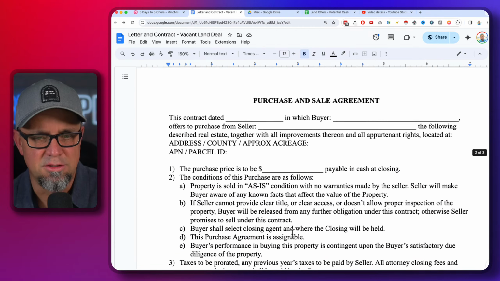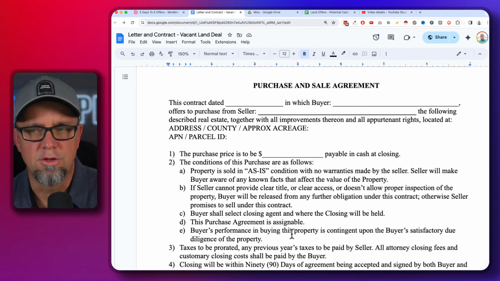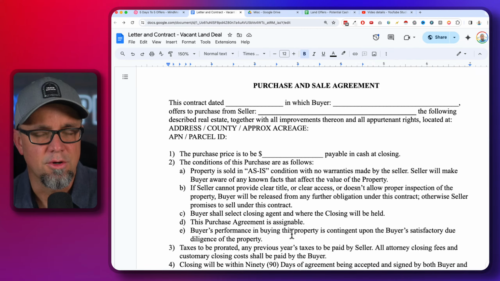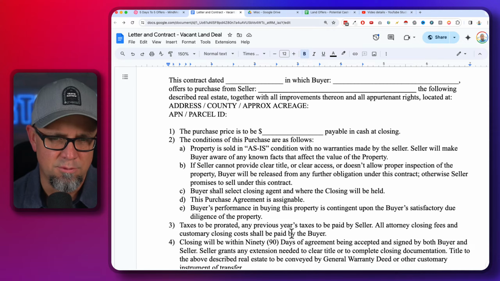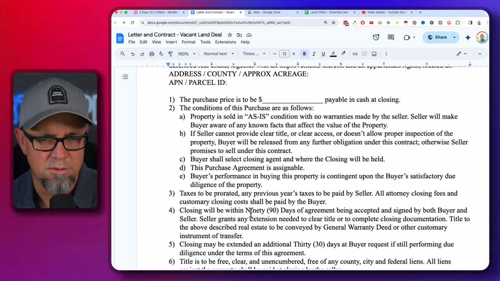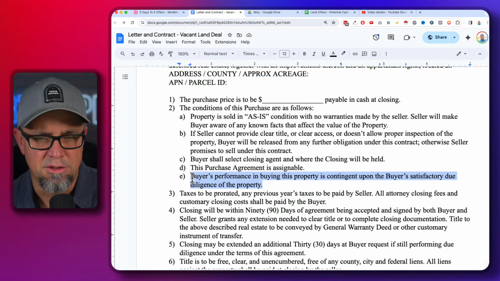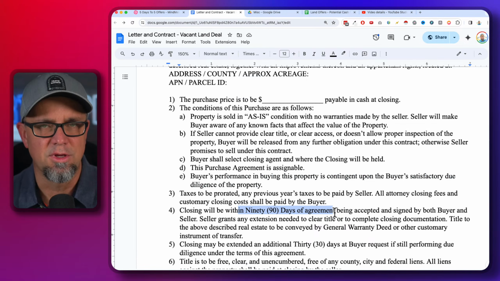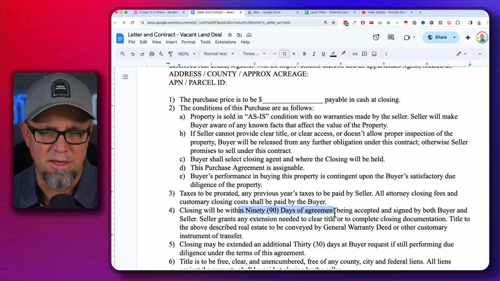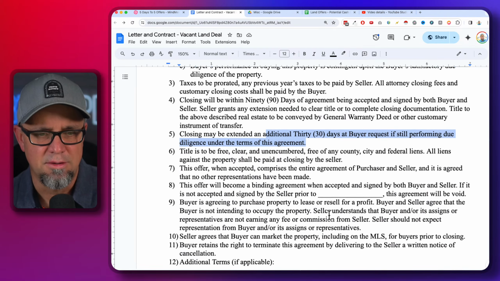Now, the second page is our actual contract. It's a very simple one-page contract. A few things you should note here. Always have attorneys review your contracts before you use them, okay? We do not put an earnest money deposit on here. Sometimes we do earnest money deposit, sometimes we don't. This also says this agreement is assignable, and our performance on buying this property is contingent on satisfactory due diligence. We give ourselves 90 days. We don't give them an actual date that we would close, it's just 90 days from now. We also can request an additional 30 days if we need it.